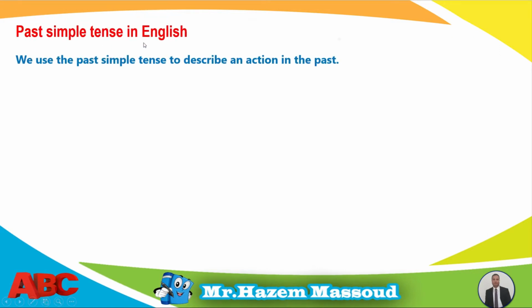Past simple tense in English. We use the past simple tense to describe an action in the past. For example, yesterday he walked to the train station.